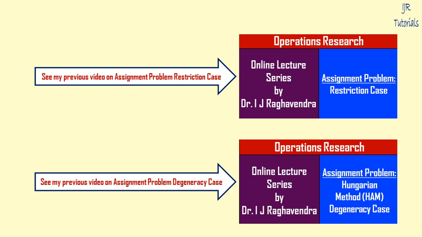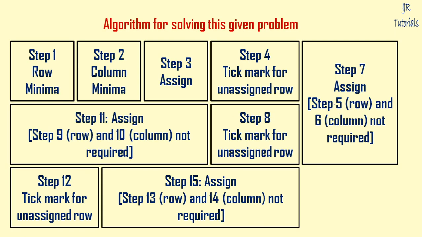Before starting with this problem, first please see my previous videos on restriction case and degeneracy case, because this problem may fall under the category of the degeneracy case. So please see my previous videos. And the algorithm of this problem: this problem requires 15 steps to get the payoff matrix. So this is the algorithm table I prepared. So you can do this problem in rough notebooks.